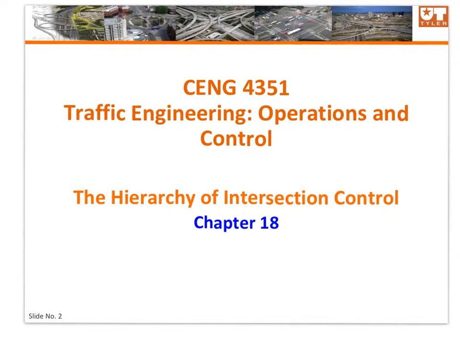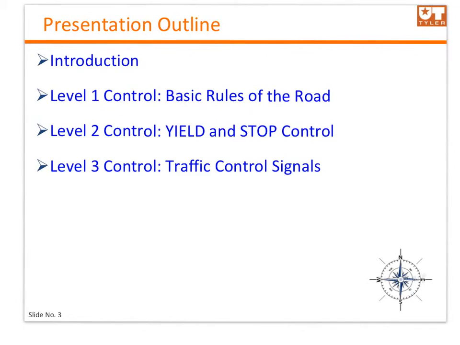Welcome to Chapter 18, the Hierarchy of Intersection Control, and today is part 2 of the lecture. As we discussed in the previous lecture, we talked about level 1 control, which is the basic rules of the road, and also level 2 control, which is yield and stop sign controls. And now we will be talking about level 3, which is the highest level of how we, as traffic engineers, control the intersection, basically by having traffic signals.